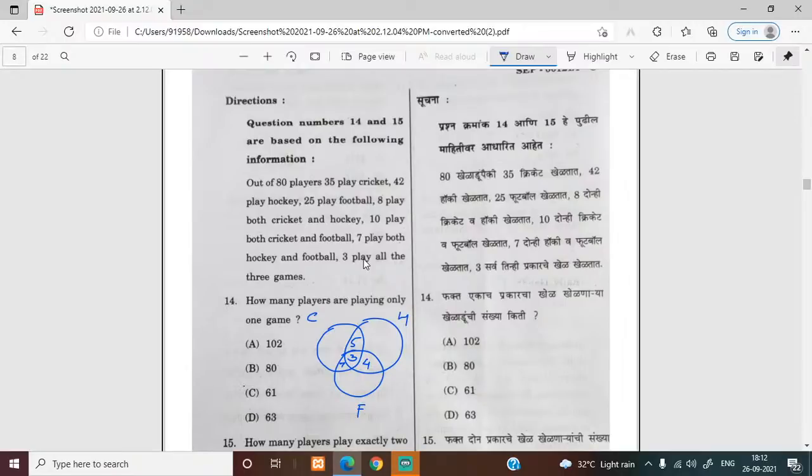Now they're saying out of 80 players, 35 play cricket. So this total is 35. Now if you want to find people who are playing only cricket, it is going to be 35 minus 10 minus 8 plus 3. So it is going to be, students, 20. 20 people are playing cricket.